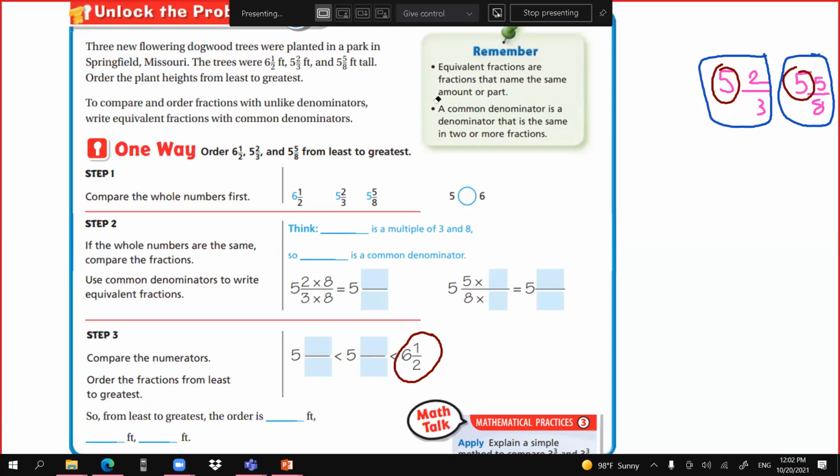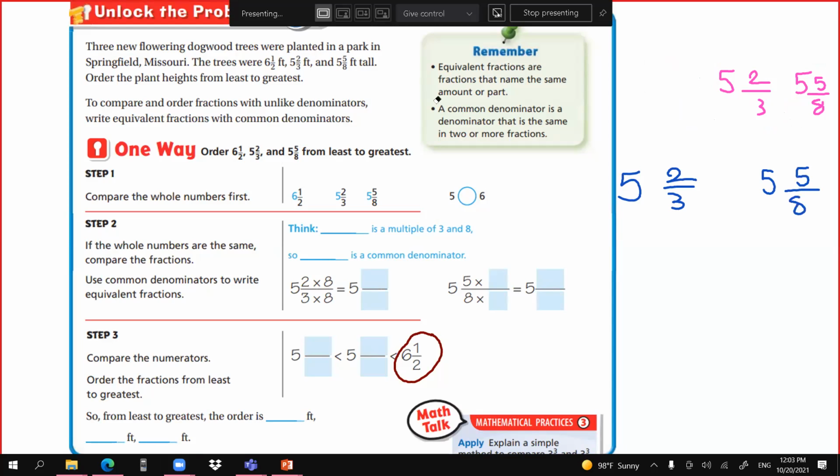Look at me. In order to compare between them, you need to compare between their fractions. 5 and 2/3, 5 and 5/8. So now here, to compare between them, as I told you, you need to compare between the fractions. And the fractions have different numerator and different denominator. So next, to compare between them, you must have the same denominator. So here you have 3, and here we have 8.